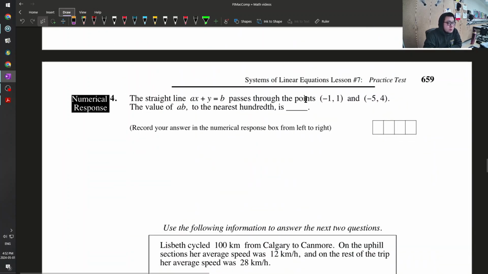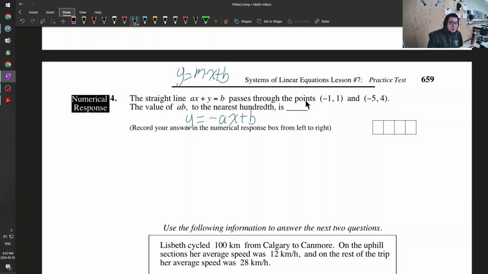13. Or numerical response 4. The straight line ax plus y is equal to b passes through these two points. What is the value of AB? So this is just written weird. Let's write it into some form that we can understand. So let's do it in the slope-intercept form, y is equal to mx plus b. Now how do we convert it into this? We subtract both sides by ax. So y is equal to negative ax plus b.